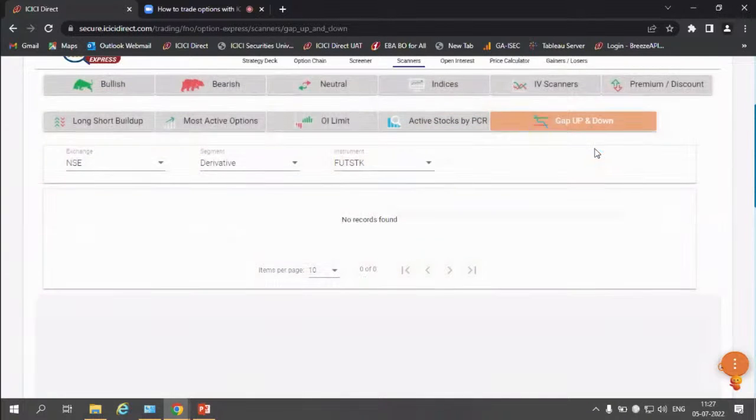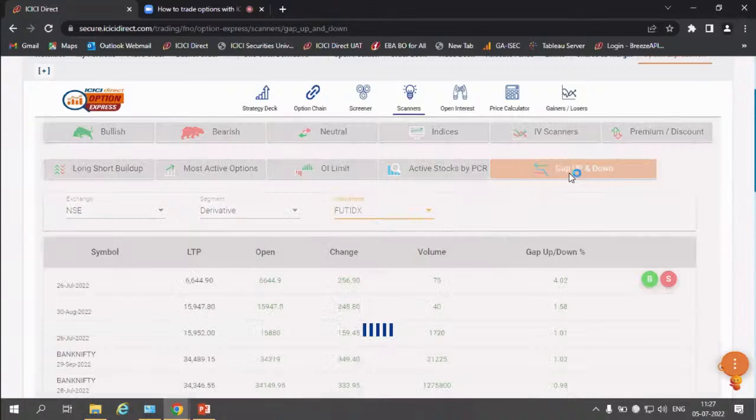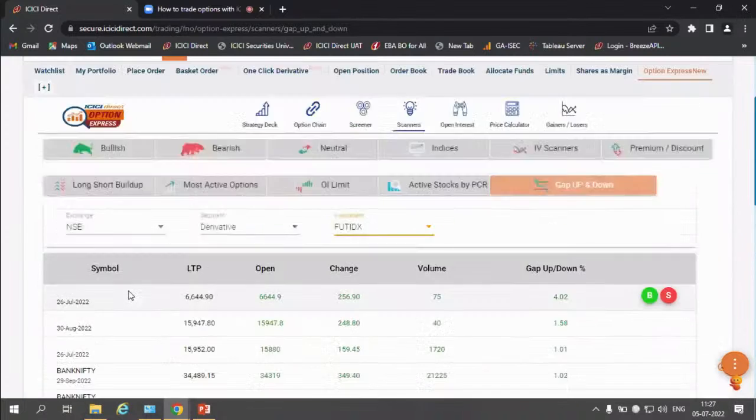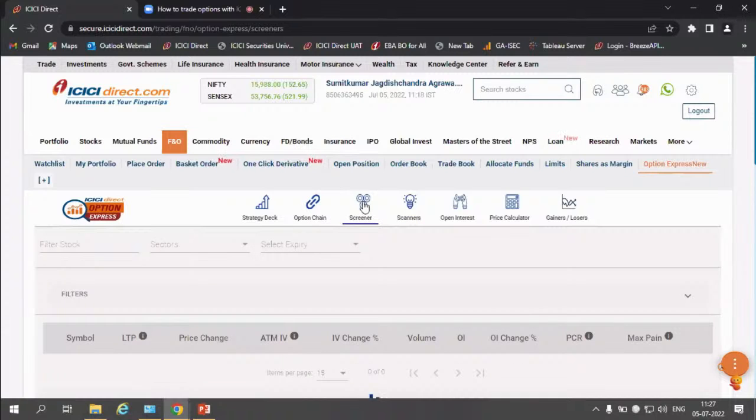Gap up, gap down is something that you already know: the stocks that have gapped up or gapped down from the previous day. These are the stocks that will come up as gap up, gap down. So I've given you a brief recap of what we did last week. Now for this particular one, I will start with the screeners.